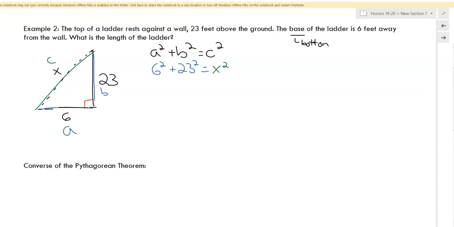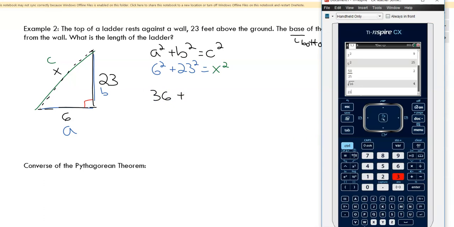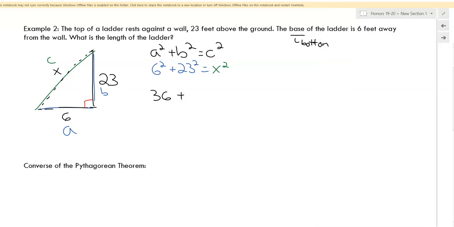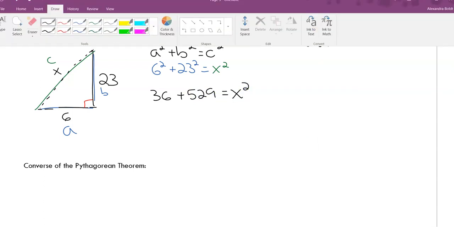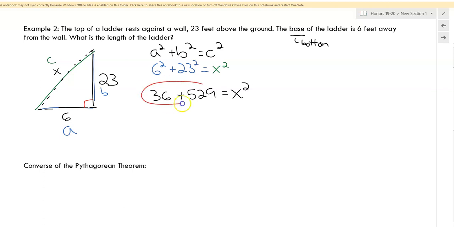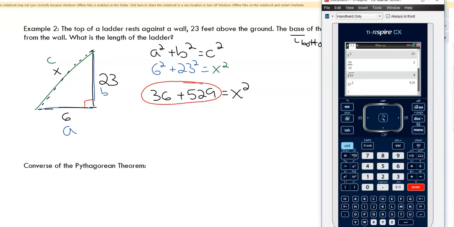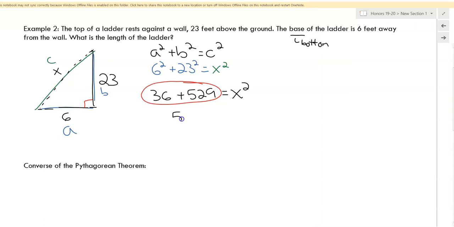Squaring my numbers, 6 squared is 36. 23 squared is 529. These are on the same side, so I'm just combining them. 36 plus 529 equals 565. Then I'm going to take the square root.